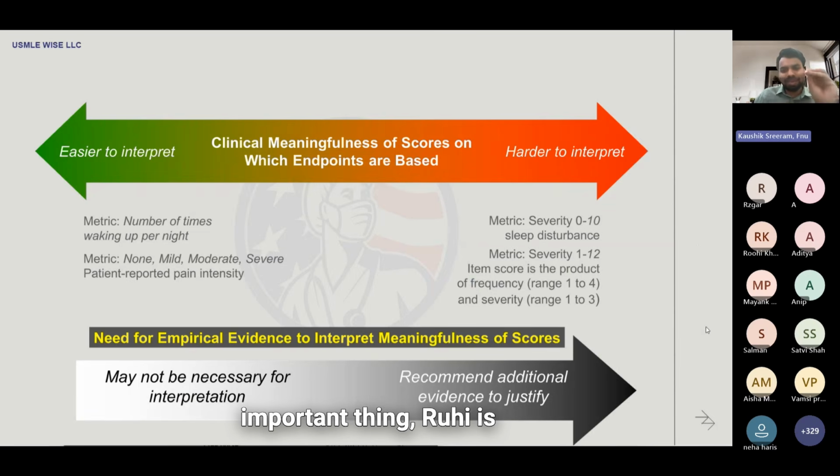And the most important thing, Ruhi is interested in this study. Do you agree, Ruhi? Yeah, you're definitely interested. If you're interested in the study, you're going to continue the study and you're going to complete the study.